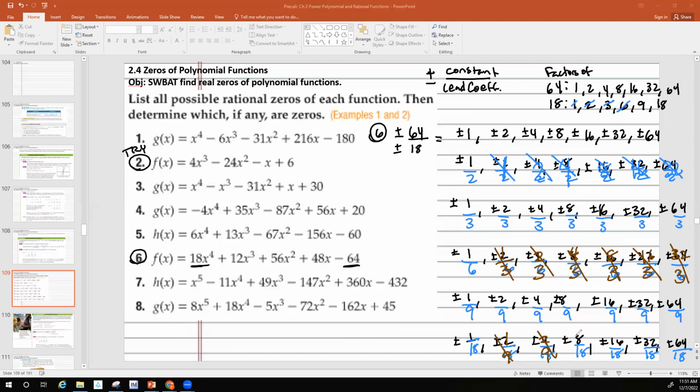2/9, we have that. 4/9, we have that. We're dividing everything by 2. So 8/9, we have that. 16/9, we got that. 32/9, we got that. All right, and there you go. So these are all the possible rational zeros that we have. Ta-da!